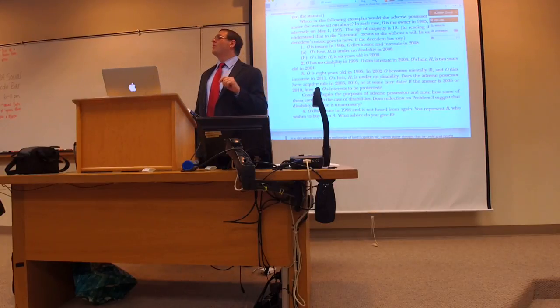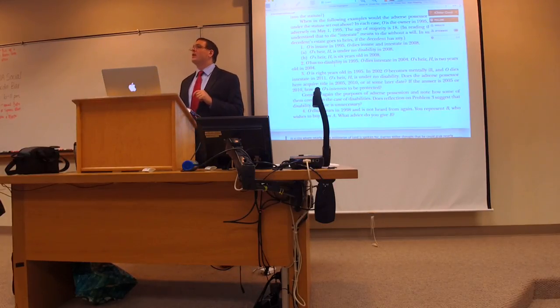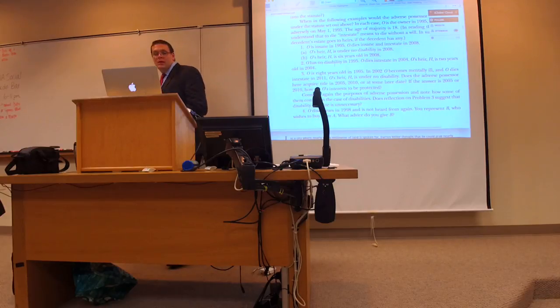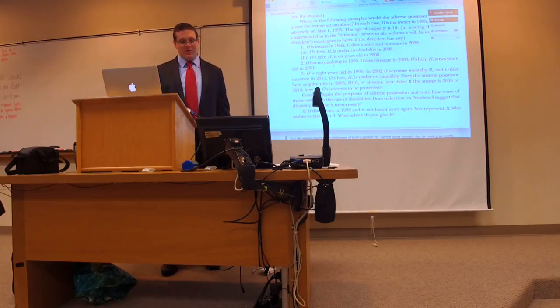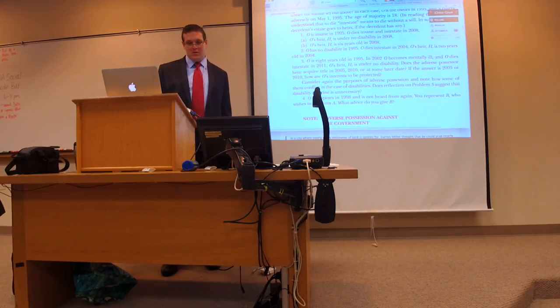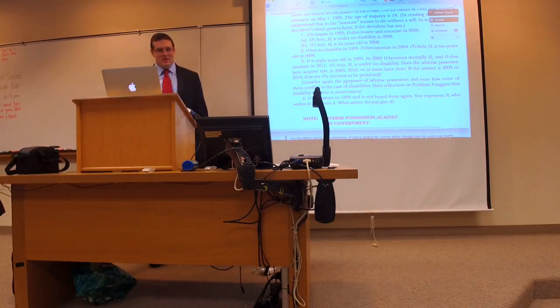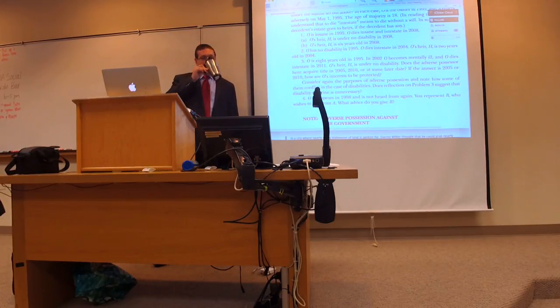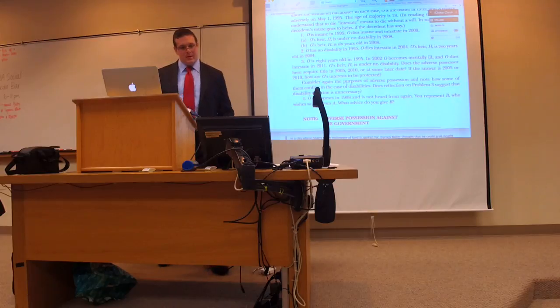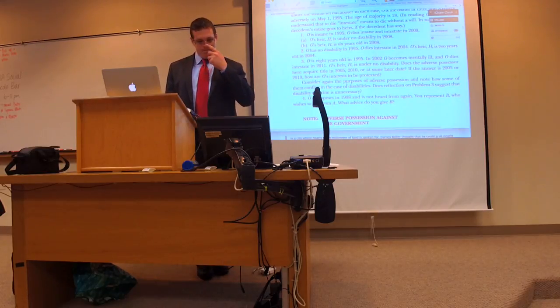All right, let's do one more. Question number 3. Who's that, Michael? Yeah. Can you read for me question number 3, please? O was 8 years old in 1995. In 2002, O becomes mentally ill and dies intestate in 2011. O's heir H is under no disability. Does the adverse possessor here acquire title in 2005, 2010, or at some later date?